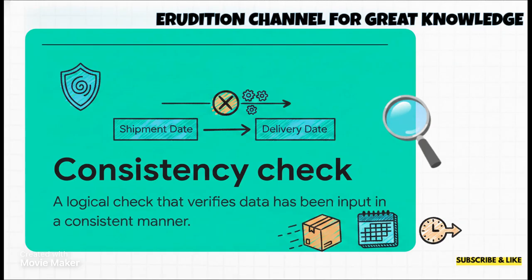Shield number 5 is the consistency check. This is a form of logical check that verifies data has been input in a consistent, logical manner. Let's use a highly relatable scenario, checking whether a package's delivery date is actually logged as later than its shipment date. I mean, it defies the laws of physics for a package to be delivered before it ships, right? So your database shouldn't allow that impossibility to be recorded either.